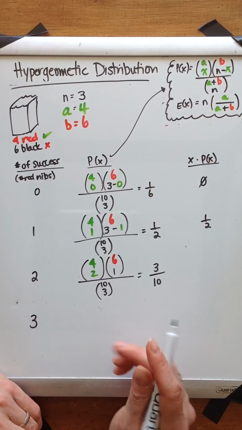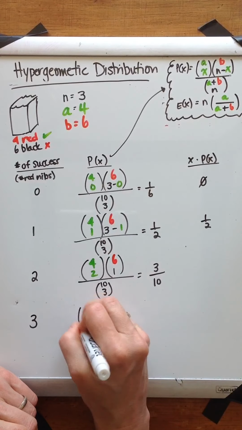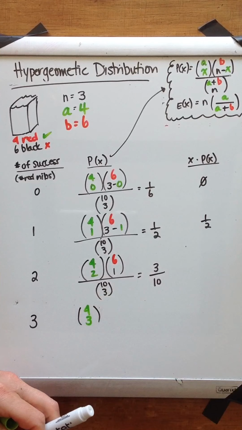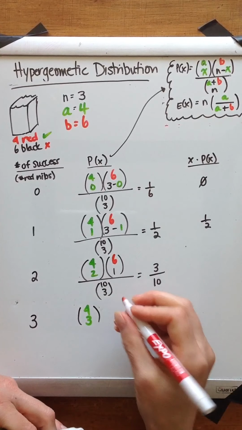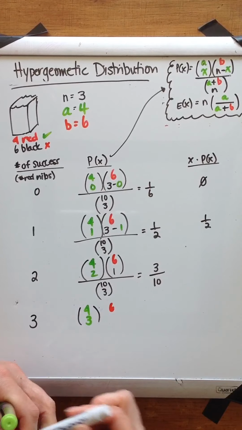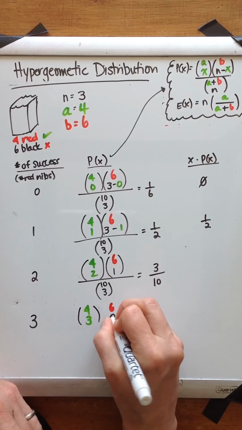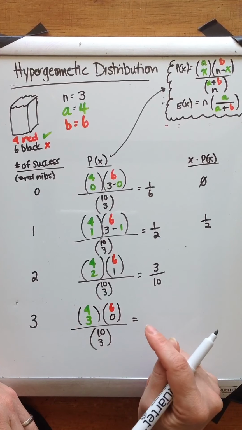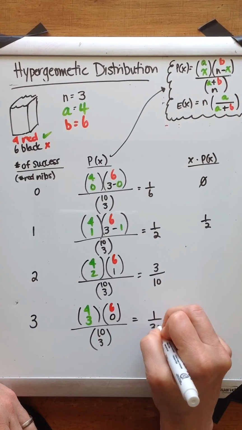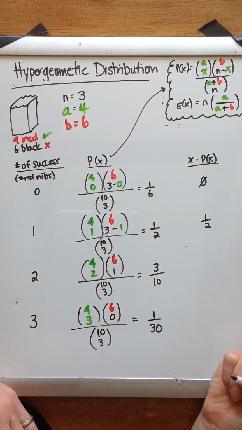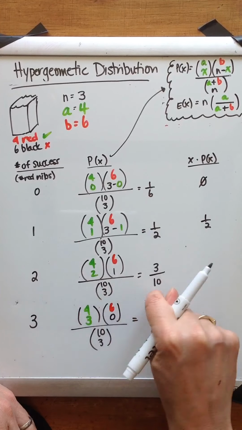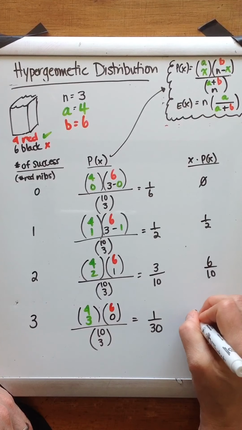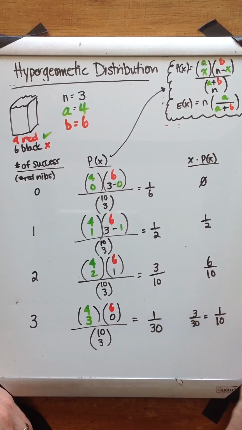Last opportunity here. You reach in and you get all 3 being red. Okay? So there were 4 red ones. You chose all 3 of them being red. There were 6 black ones, and you didn't choose any of the black ones. You did 3 minus 3, which was 0. Over 10 choose 3. And again, when you do all of this, you should end up with a value of 1 out of 30. Okay? Let's do this multiplication step. So 2 times 3/10 would be 6/10, and 3 times 1 over 30 would be 3 over 30, which we could reduce down to 1 over 10.